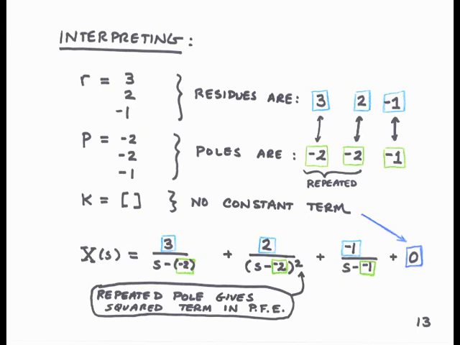So our partial fraction expansion, properly interpreted from MATLAB, is X of s is 3 over (s minus minus 2) plus 2 over (s minus minus 2) squared plus negative 1 over (s minus negative 1) plus 0, since the constant term is given as 0 because k is the empty set.